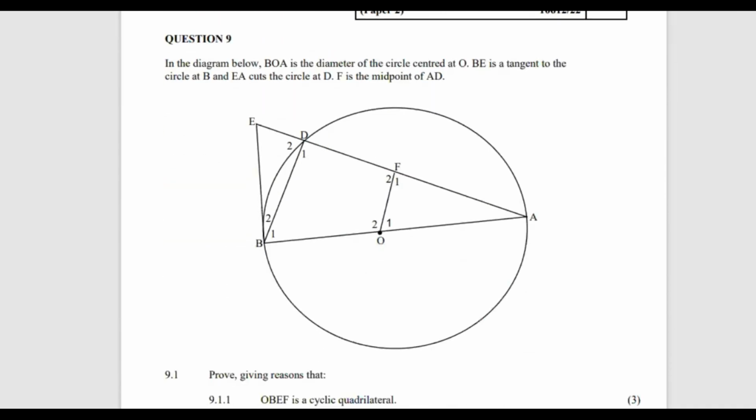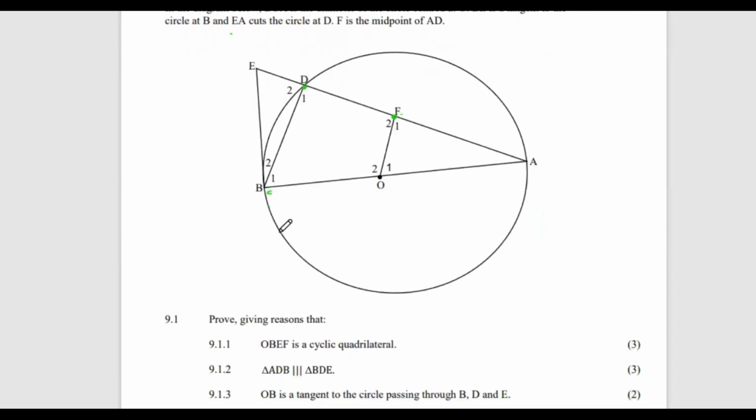In the diagram below, BOA is a diameter. B is a tangent. There we go. And then EA cuts the circle at D. All right, F is the midpoint. Prove, by giving reasons, that OBEF is a cyclic quad. OBEF.